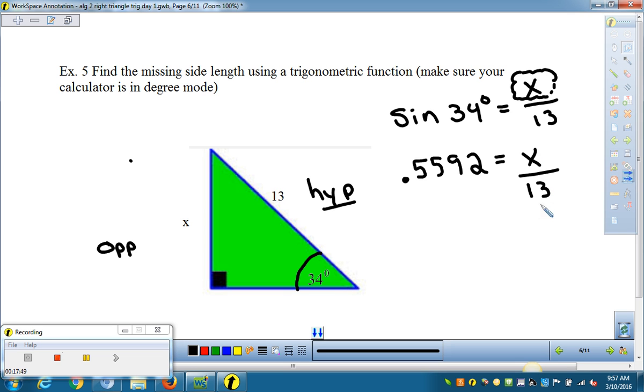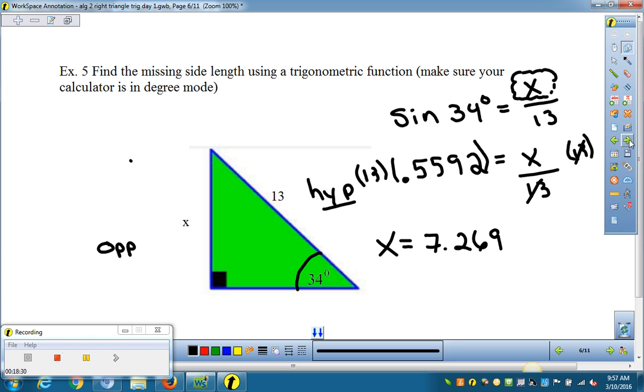How do I solve for x? Multiply both sides by 13. Cancel over here. And we get x equals what? 7.26. Get one more. 9. Fair enough. Okay. So now I know that this side is 7.269. That's the part we were looking for. Let's make sure they didn't ask for anything else. Find the missing side length using trig functions. Make sure you're in degrees. That's it. Okay. Questions on that one?